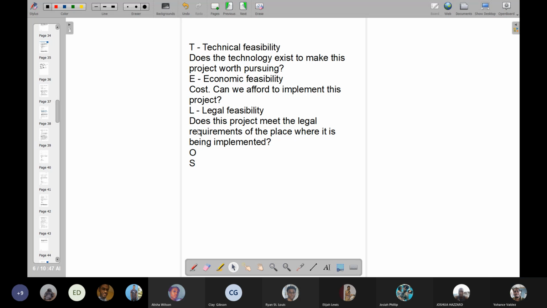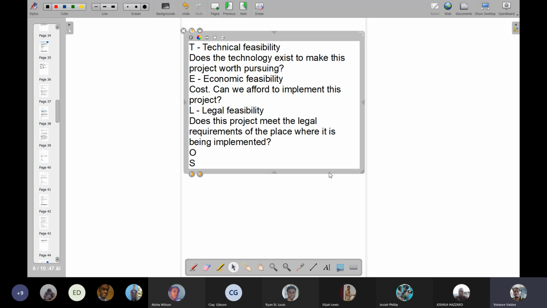Okay. So in terms of legal feasibility, these issues come up with regard to software development. So is the project legal? Right? We have operational feasibility.